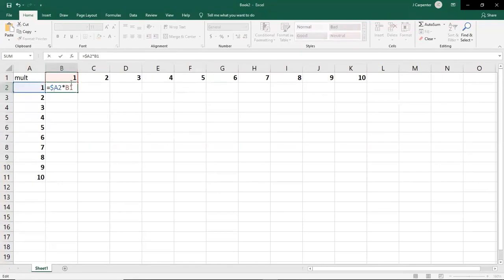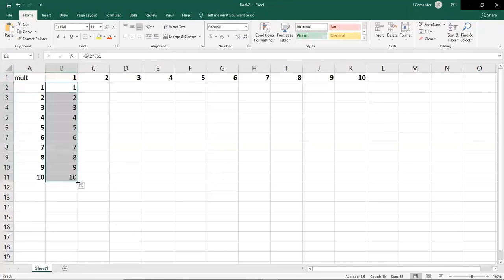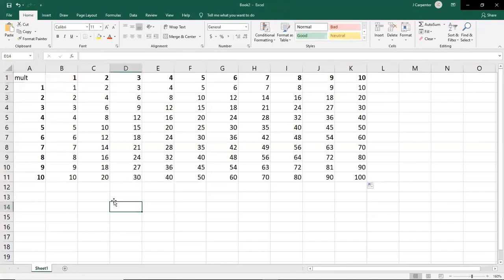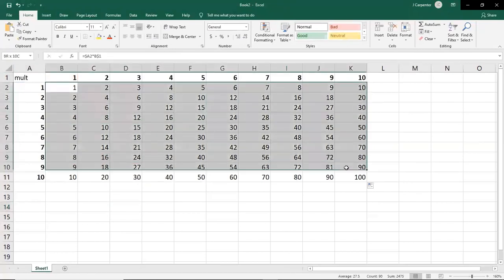The red one is up here. We want it moving from column to column to column, so we don't put a cash in front of the column. But we don't want the red box moving down into this region, so that means we don't want it to change row numbers, so we cash the row. Highlight, fill, fill, boom, there we go. Completely correct again.